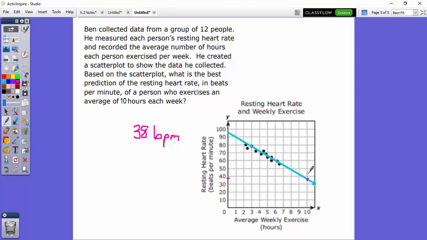Remember, if you estimated a little bit above or a little bit below the line, that would be fine too, because it is a scatter plot, but we can see these points are pretty close to the line. So your estimate should be really close to this line.